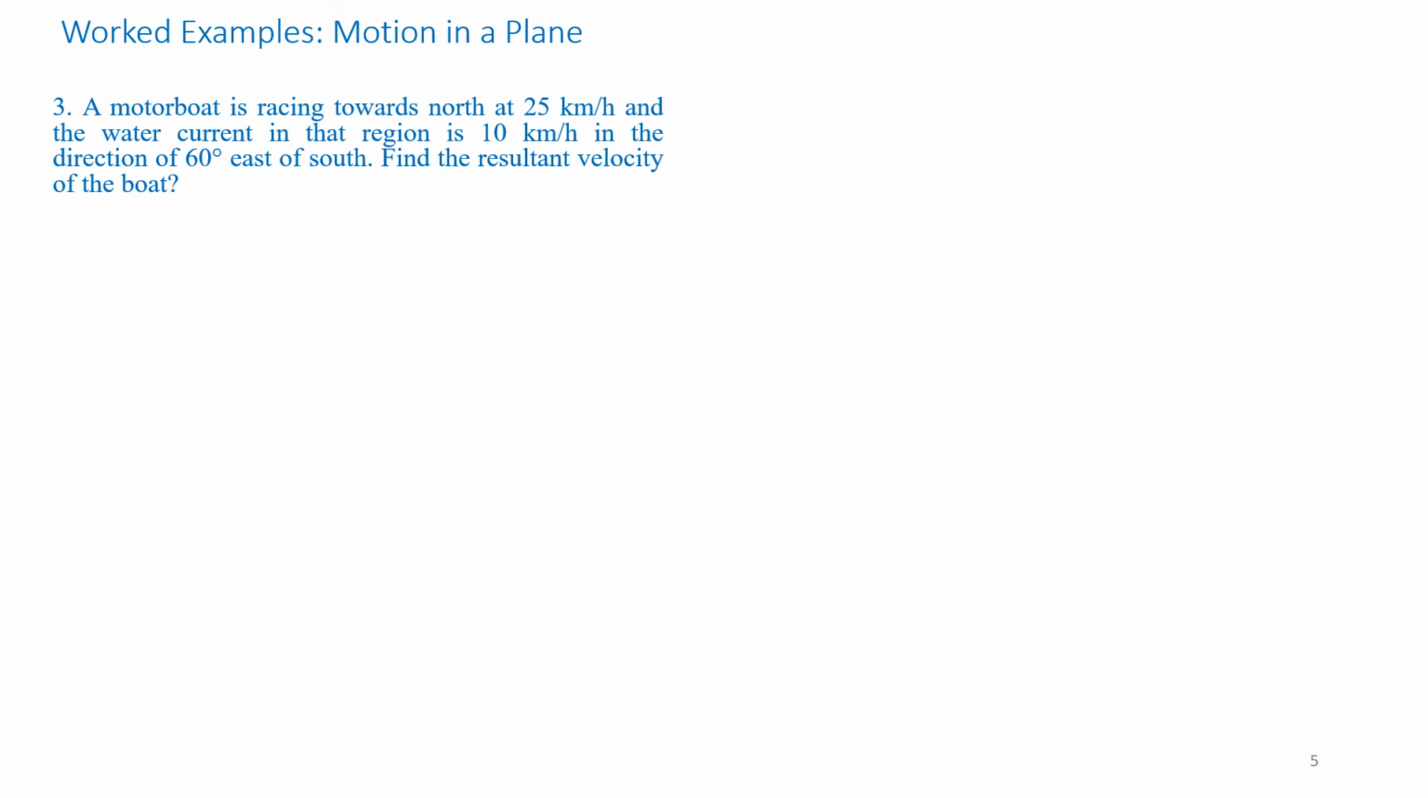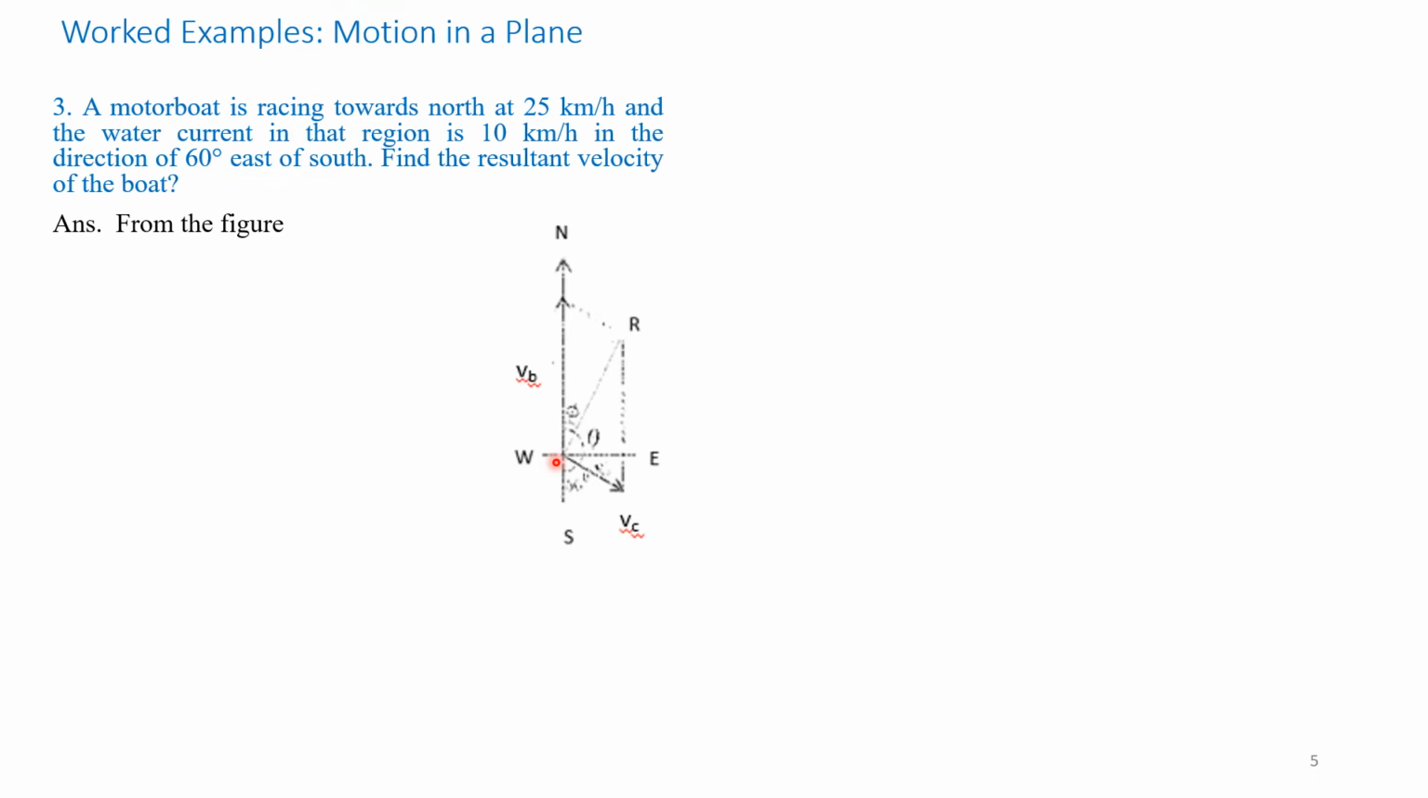Worked examples for the section motion in a plane. Question number 3. A motorboat is racing towards north at 25 kilometers per hour, and the water current in that region is 10 kilometers per hour in the direction of 60 degrees east of south. Find the resultant velocity of the boat. Let us solve it. Please see the figure.